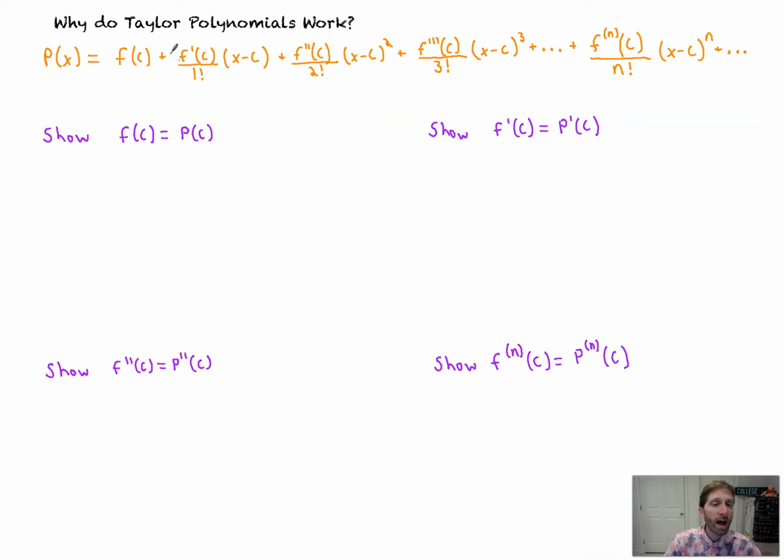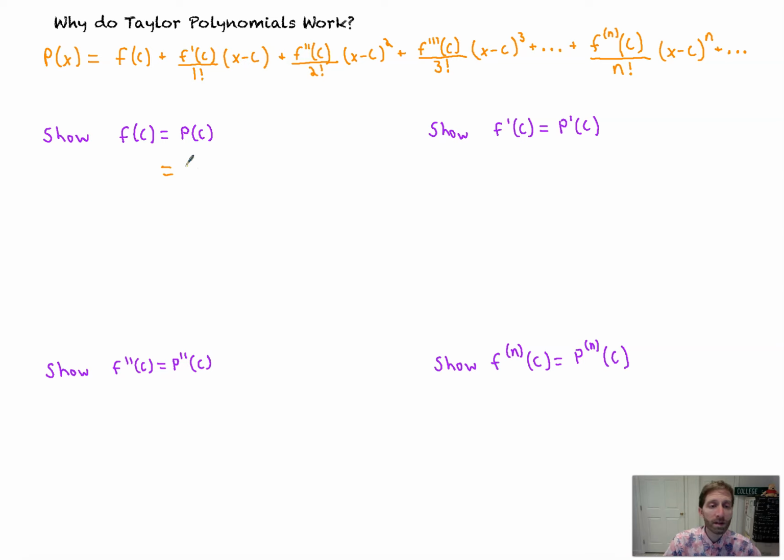So to show this, I'm going to show you why the Taylor polynomial ends up giving you all these values to be true. That all orders of the derivative at the place where we're approximating are equal, whether we plug it into the function or into the polynomial. So we're going to show that f of c is p of c. To do that, just plug in c into all these.